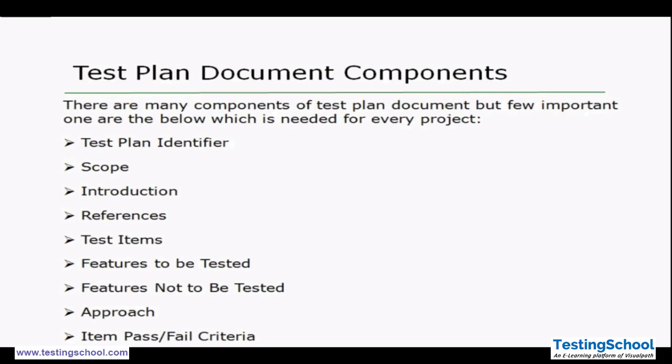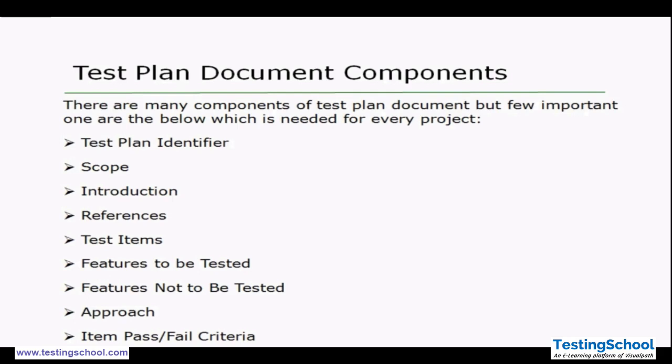Then we have the features to be tested and the features not to be tested. In this document, we have a section where we mention what features we are going to test and what features we are not going to test, which are out of scope for this testing. Then the approach of the testing: what should be the approach for this testing, what we are going to do. Then the item pass and fail criteria.